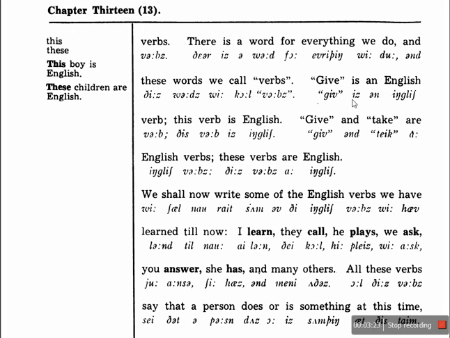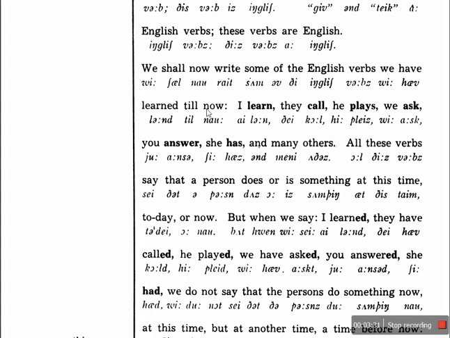Give is an English verb. This verb is English. Give and take are English verbs. These verbs are English. We shall now write some of the English verbs we have learned till now. I learn, they call, he plays, we ask, you answer, she has, and many others. All these verbs say that a person does or is something at this time, today or now.